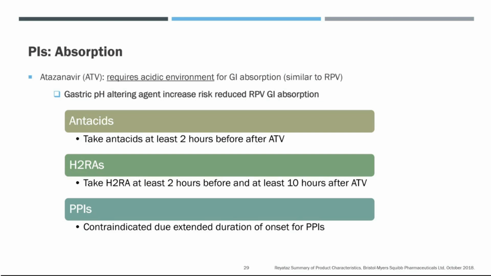So for patients taking antacids or H2RAs, make sure to get them spaced out appropriately, slightly different from the rilpivirine spacing. But the bottom line is for PPIs, due to their extended duration of action, it is not recommended to be used with atazanavir.